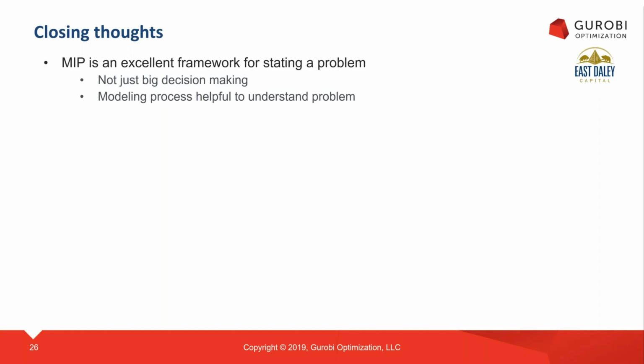One of the things that I have found is just the modeling process is very helpful to understanding the problem. To actually sit down with the business owners and understand, well, what are the things we can change? What are our actual constraints? If we have soft constraints, well, what's the importance of those soft constraints? So even if you don't end up solving the problem, just modeling the problem within the integer programming framework can be very helpful to understanding it.